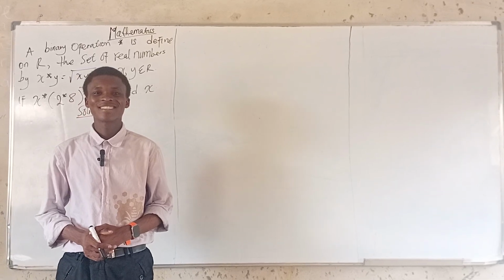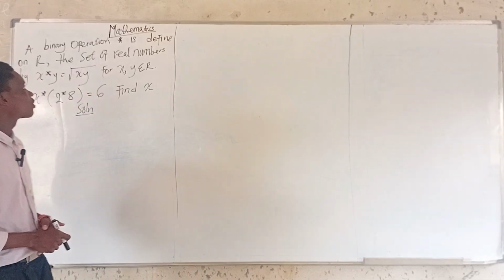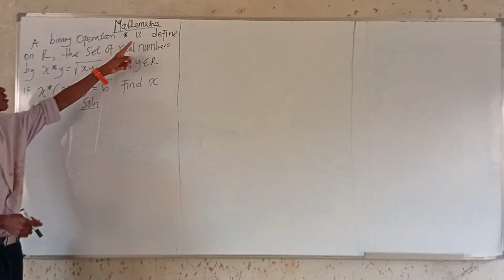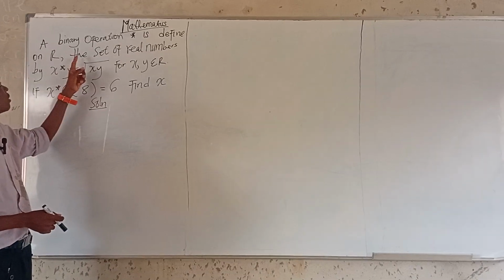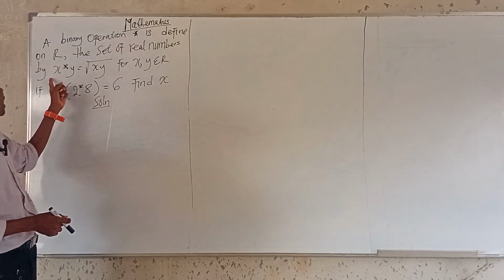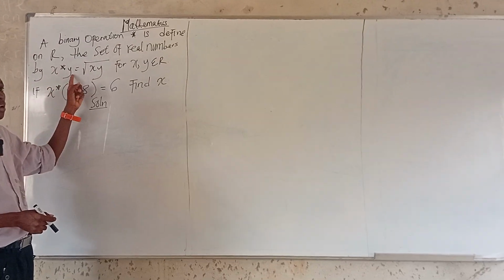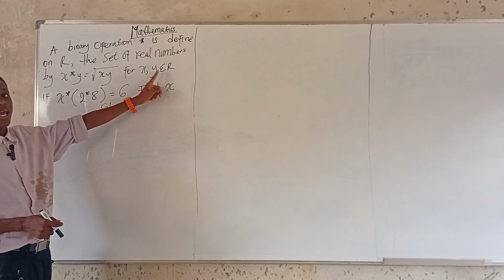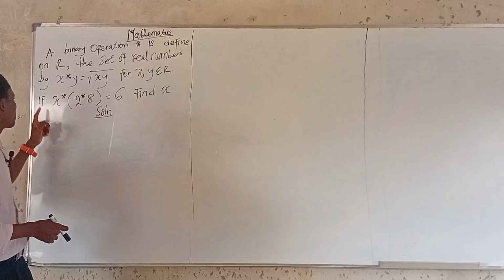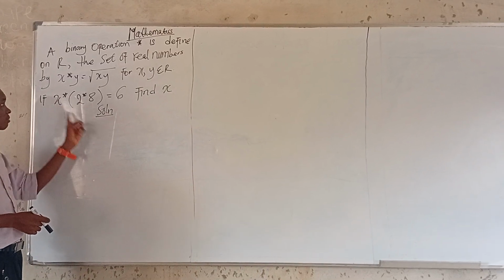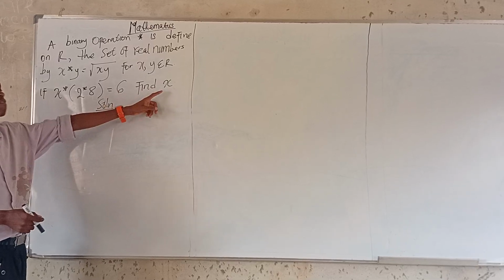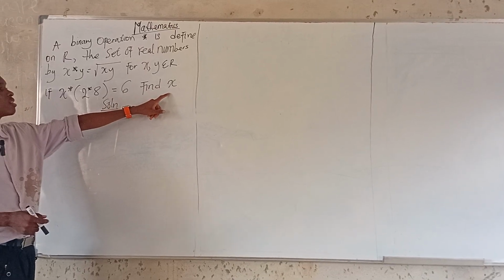Hello and welcome back. We have this nice looking question on binary operation. A binary operation is defined on R, the set of real numbers, by x * y equals the square root of xy, for x and y all elements of R. If x * (2 * 8) equals 6, find the value of x.